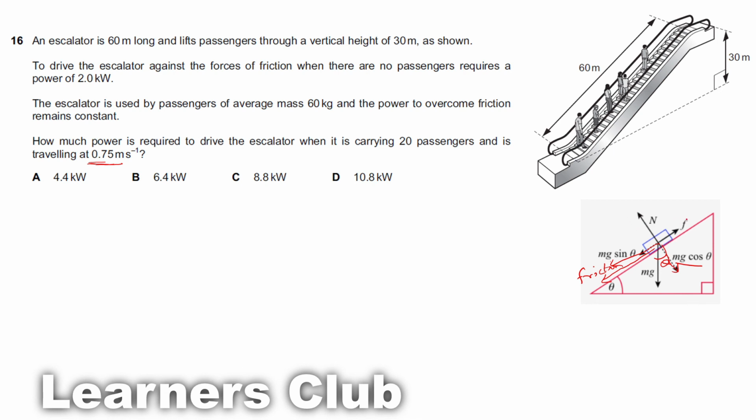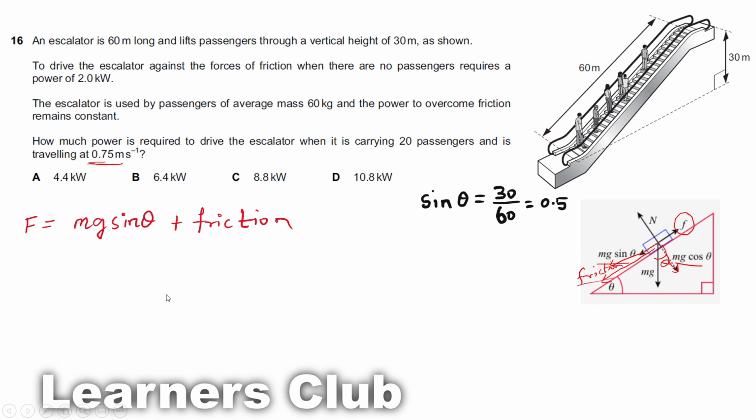Now, in order to have a constant speed or zero acceleration, that means the resultant force is zero. The forward force should be equivalent to the friction plus mg sine theta. Now we need to find the power. In order to find the power, we need to know the value of the sine theta here. Let's consider this part as theta.